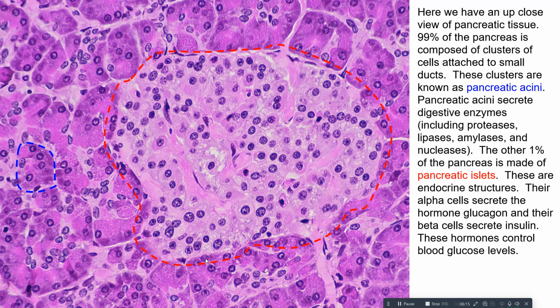Now this thing that's lighter that I've encircled in red here, this is a pancreatic islet or islet of Langerhans, and this is the other 1% of the pancreas. This is an endocrine structure. So the cells here are involved in making glucagon and insulin. You're going to have alpha cells that make glucagon, beta cells that make insulin, and these two hormones control your blood glucose levels.